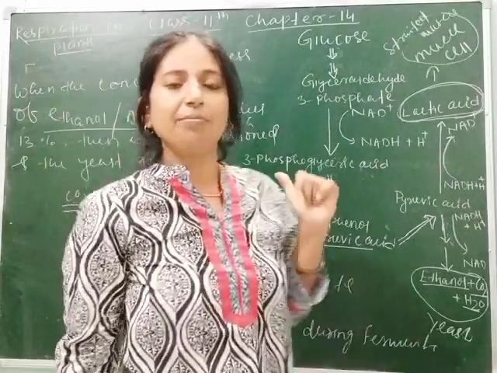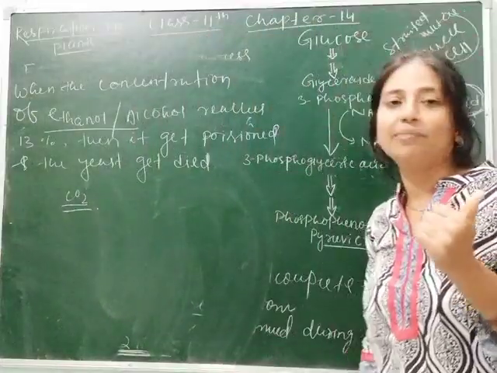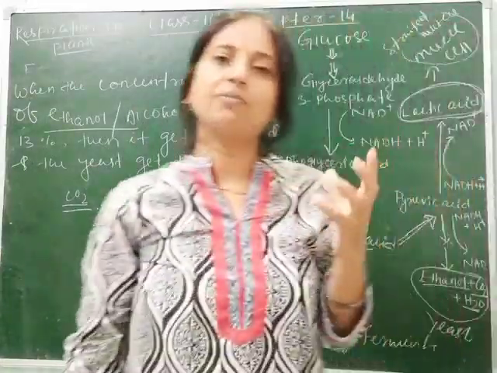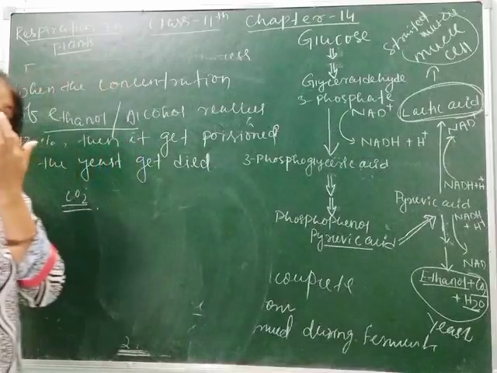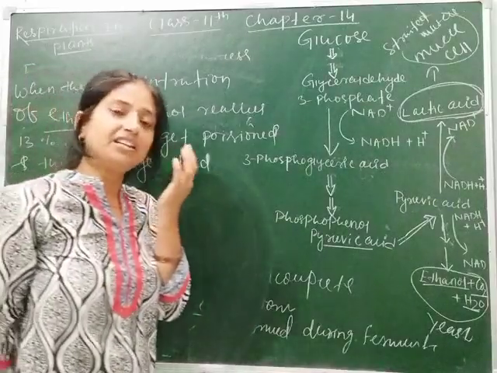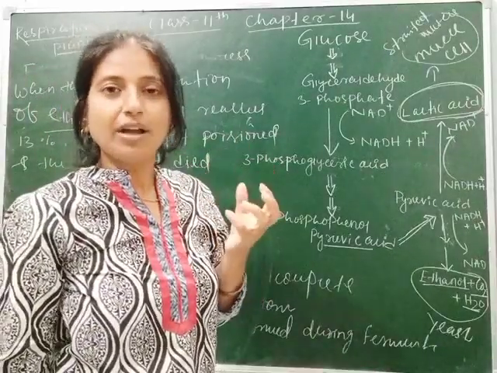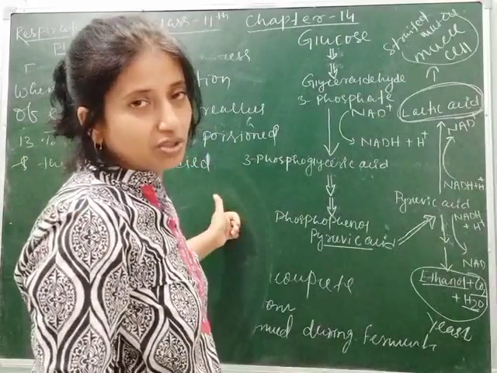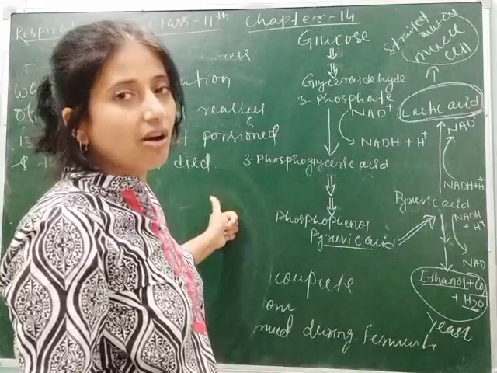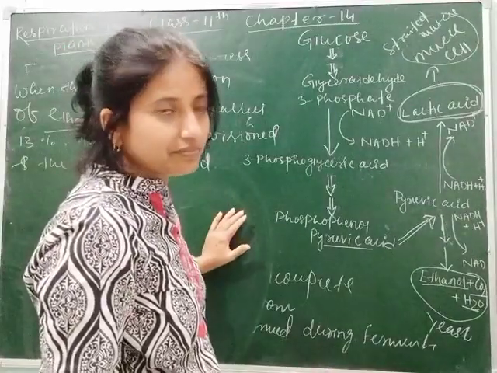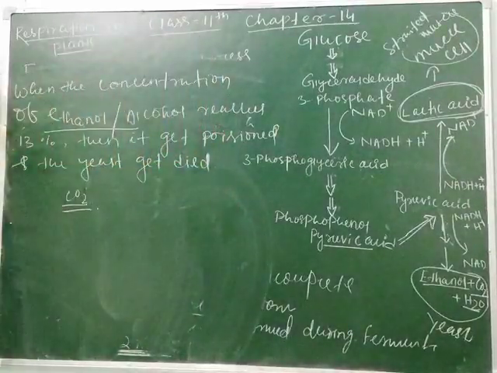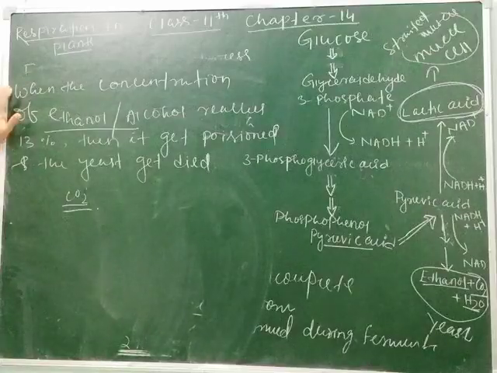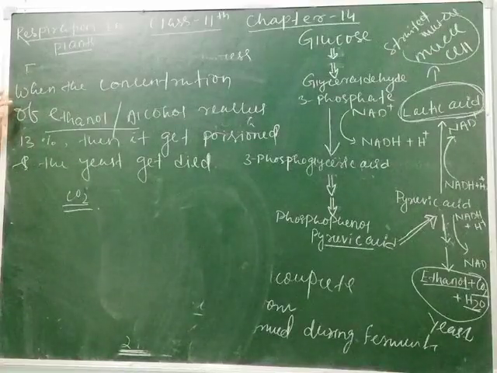here the total number of ATP formed is 2 ATP. Whether the respiration takes place aerobically or anaerobically, at all cost energy is released. That's why respiration is called an energy giving process. So here energy is in the form of ATP. So this is all about your fermentation. In the next class we will study about aerobic respiration.